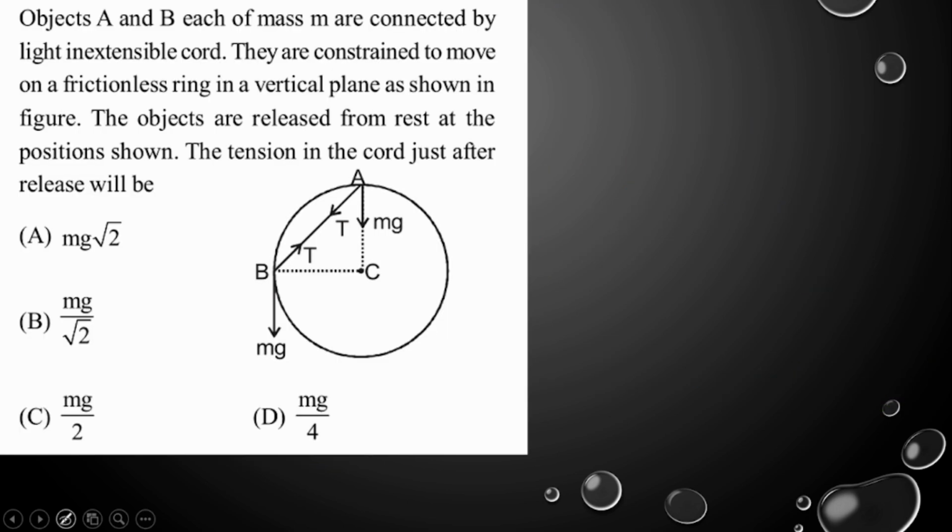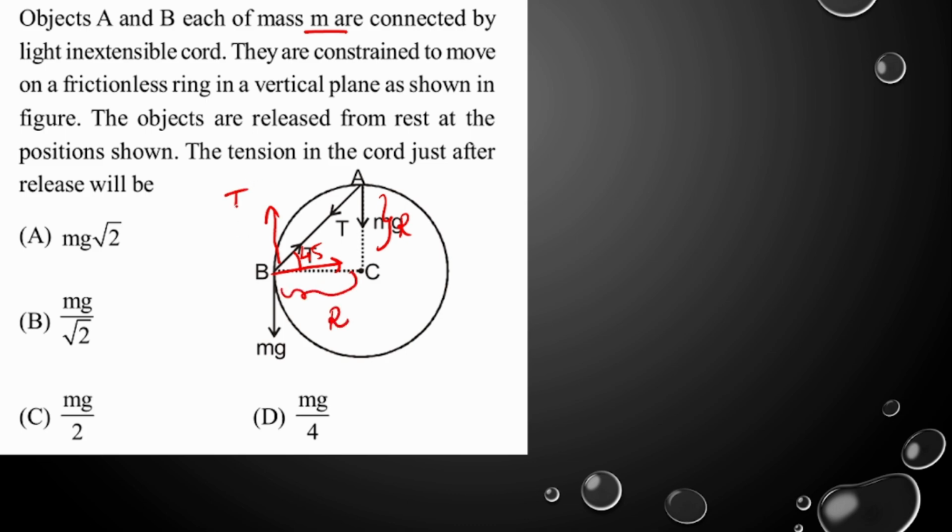Next question is, objects A and B, each of mass m, are connected by a light inextensible cord. They are constrained to move on a frictionless ring in a vertical plane as shown in the figure. The objects are released from rest in the position shown. The cord will be? Okay, we don't know what the tension in the cord is, but let us resolve the components. This angle is 45. Why? Because this is R and this is R, so this is 45.